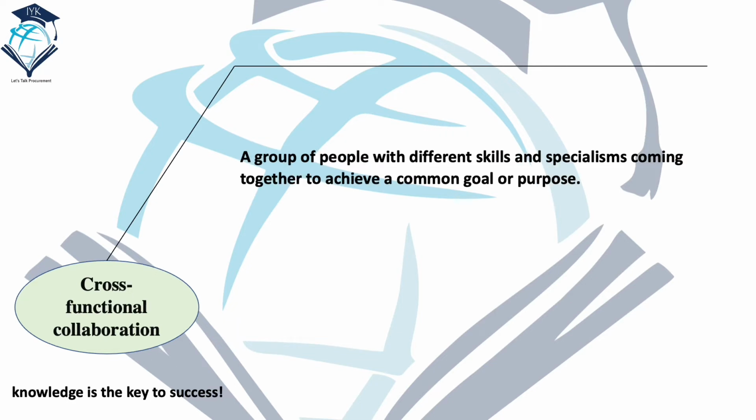Cross-functional collaboration. A group of people with different skills and specialisms coming together to achieve a common goal or purpose is known as cross-functional collaboration. For example, in your organization, the procurement department, finance department and sales department, when they are working together to achieve the same goal or trying to accomplish the same project, that is known as cross-functional collaboration.